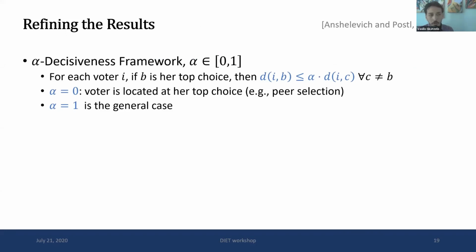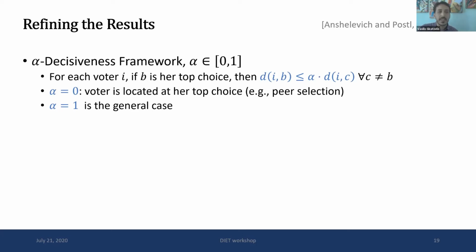So before I conclude, let me quickly discuss some refinements of the results that we have using the alpha-decisiveness framework of Anshelevich and Postl. As I mentioned early on, when I showed you the lower bound of 3 for the distortion, it heavily depended on the fact that half of the voters were indecisive. They didn't really have a strong preference between the two candidates.